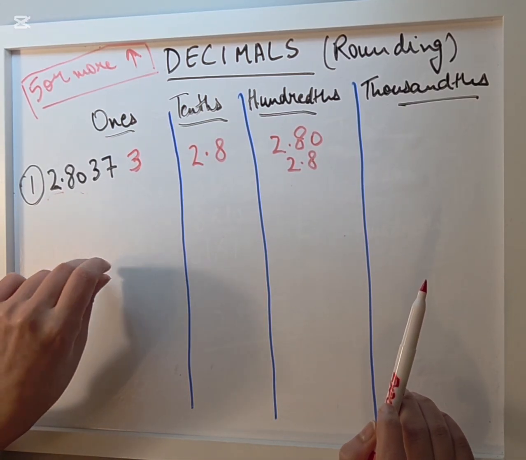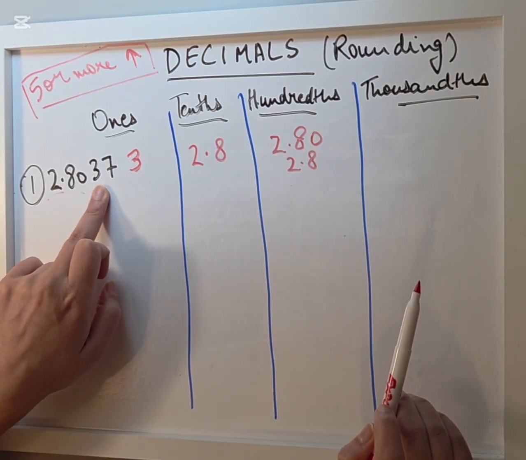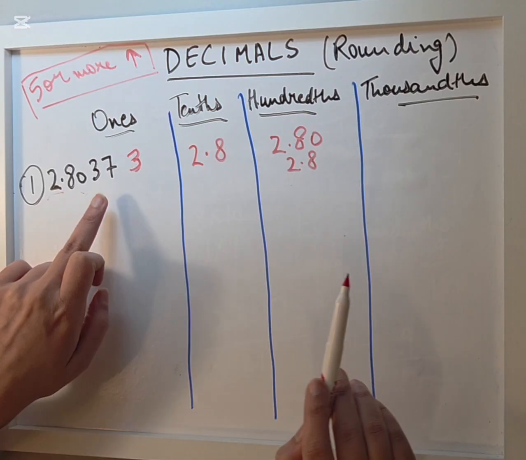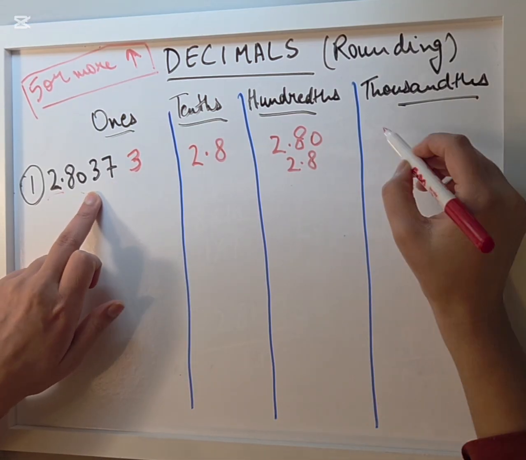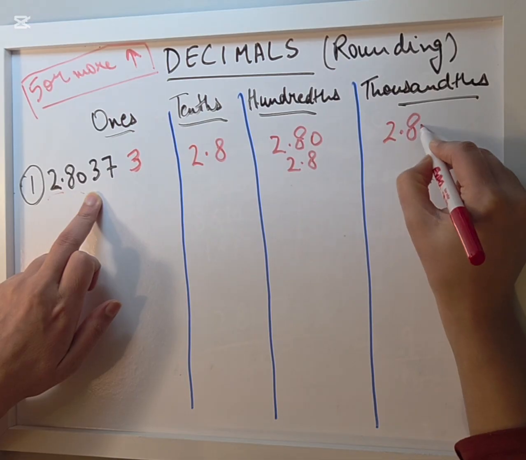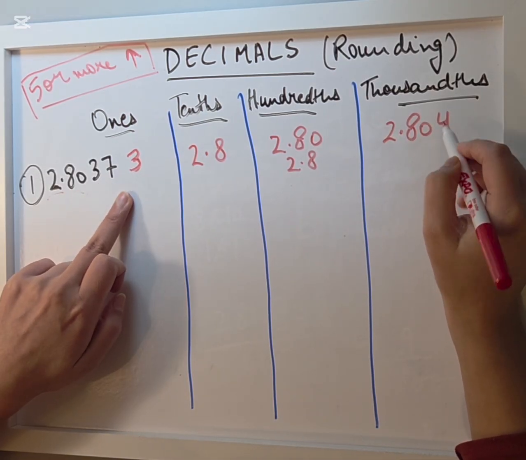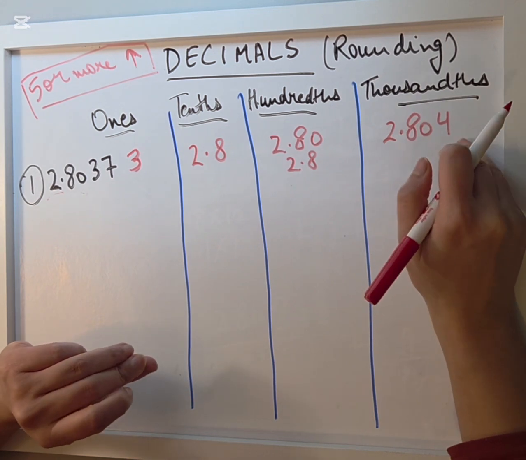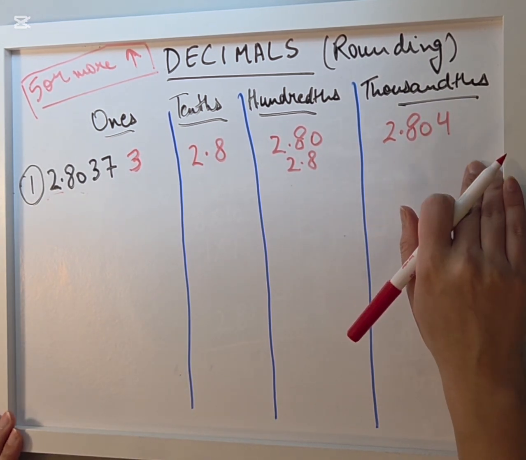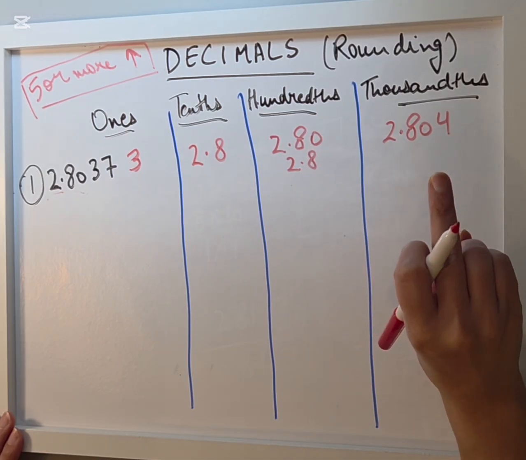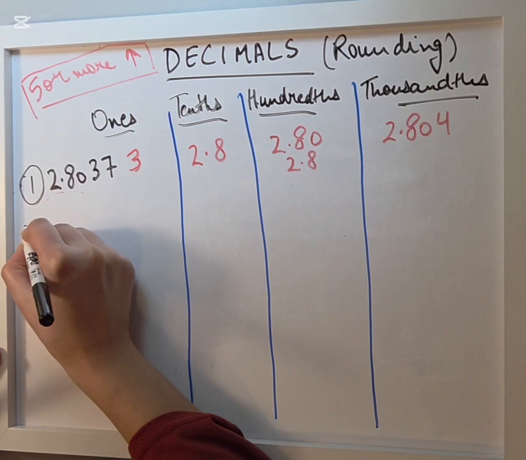Now rounding off to thousandths. The thousandths is 3, because it's tenths, hundredths, thousandths. The number after 3 is 7, which is more than 5, so 3 will become 4. The numbers before remain the same, and the numbers after we don't consider anymore. So it's 2.804.